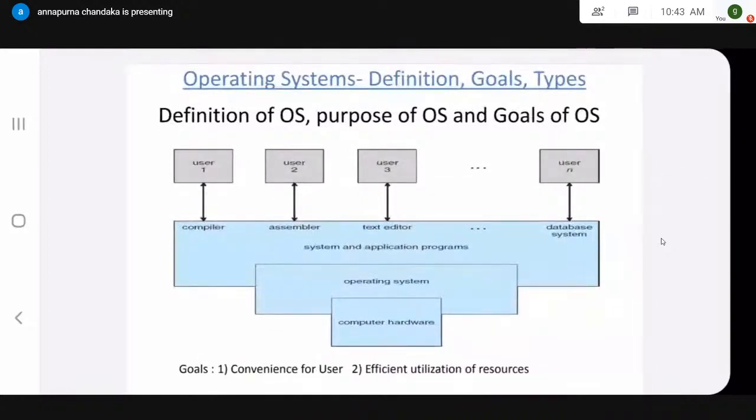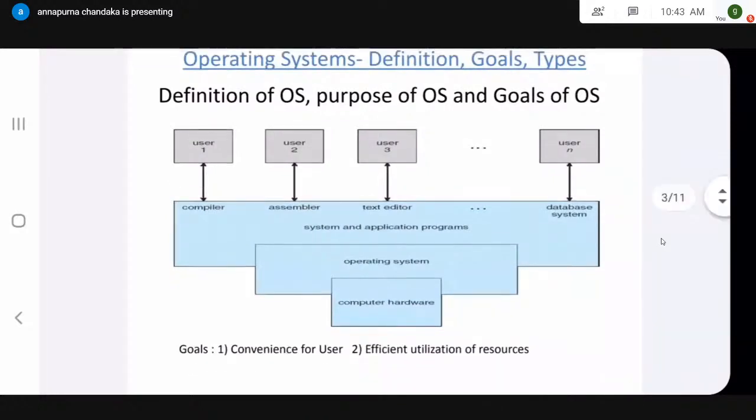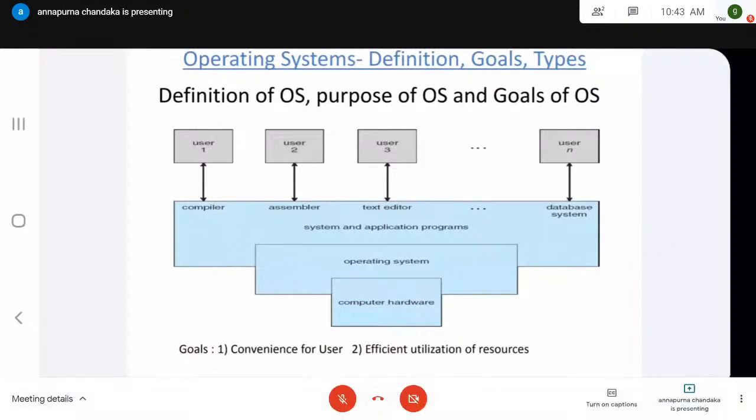And then what is the purpose? We'll see in a little bit. The second definition of an operating system is that it also acts as an interface between hardware and application programs. What is this? Can we run any application program without an operating system? Yes.